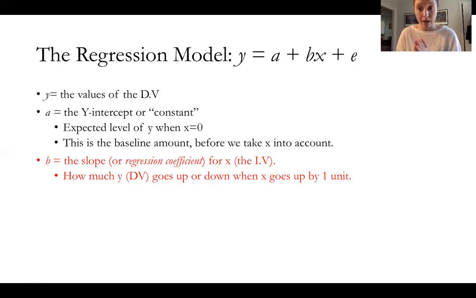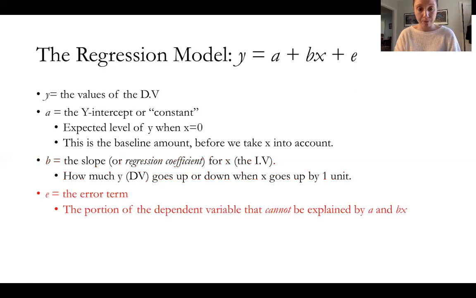So we've been saying for many months, as x goes up, y goes up. As x goes up, y goes down. This B actually is going to tell us how much y goes up when x goes up by 1, or how much y goes down when x goes up by 1. So that's what B stands for. It's the slope. E, which is a little bit of an oddball in the equation, is called the error term. I'll explain this a lot more in detail later, but this is the portion of the dependent variable that cannot be explained by A or by B.